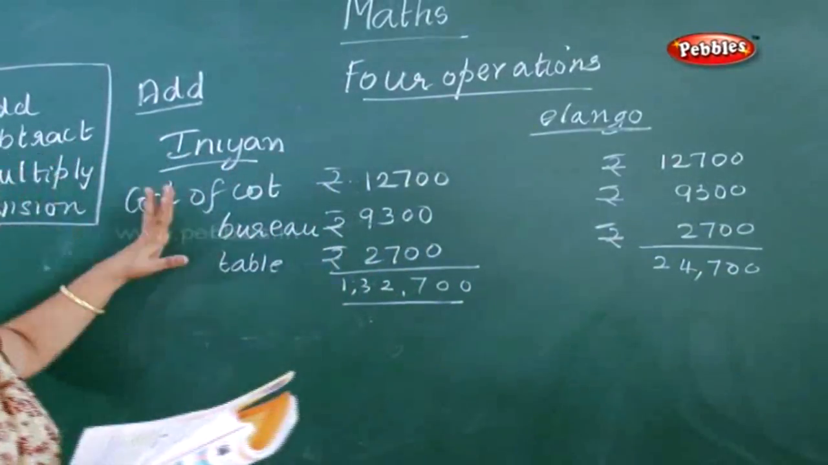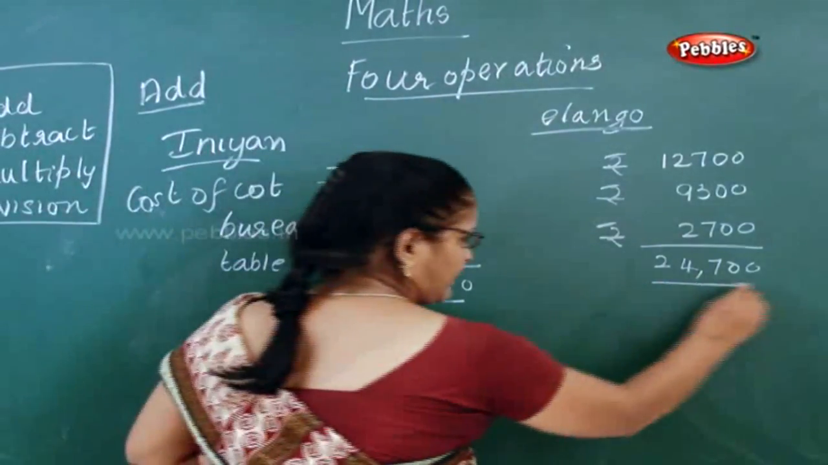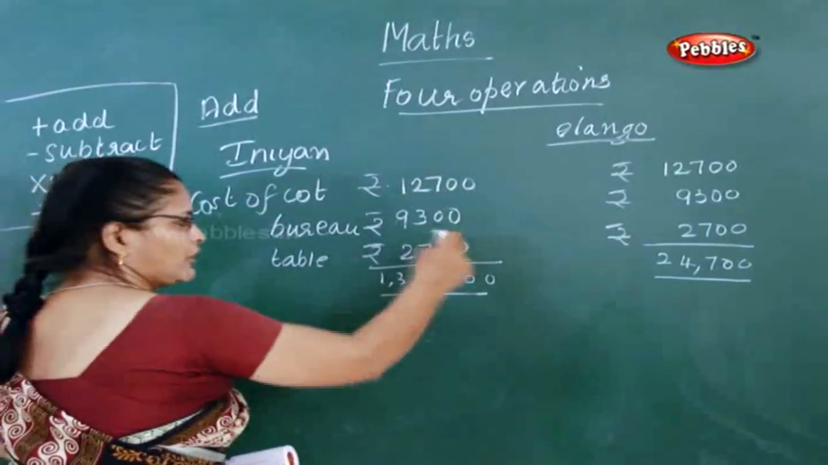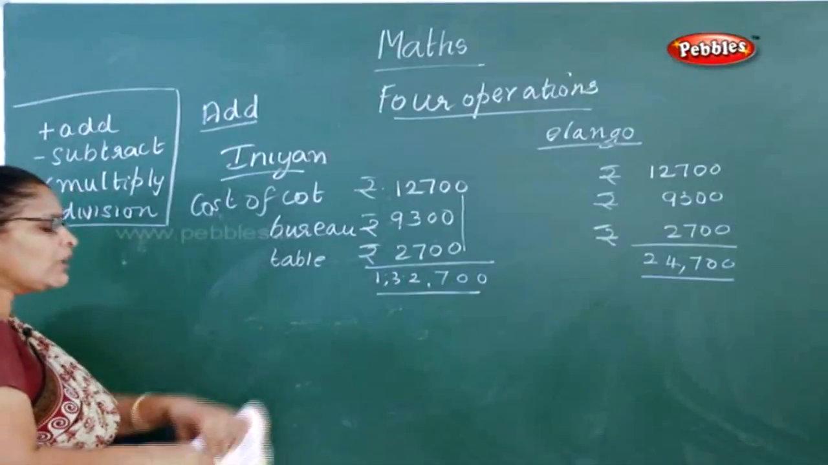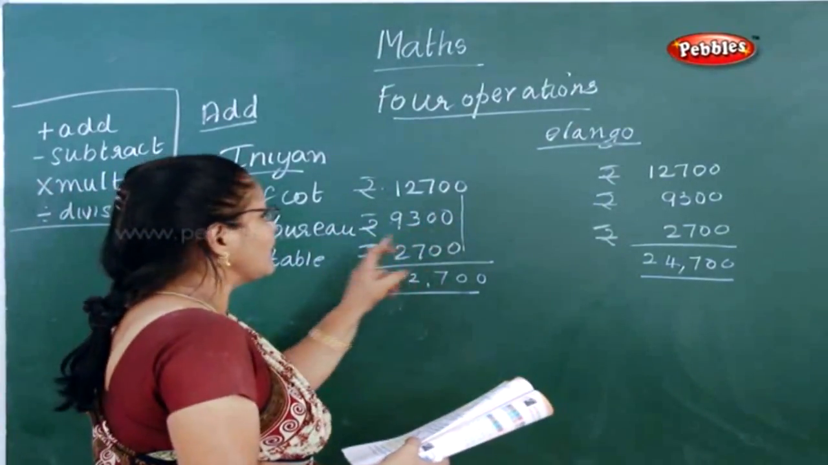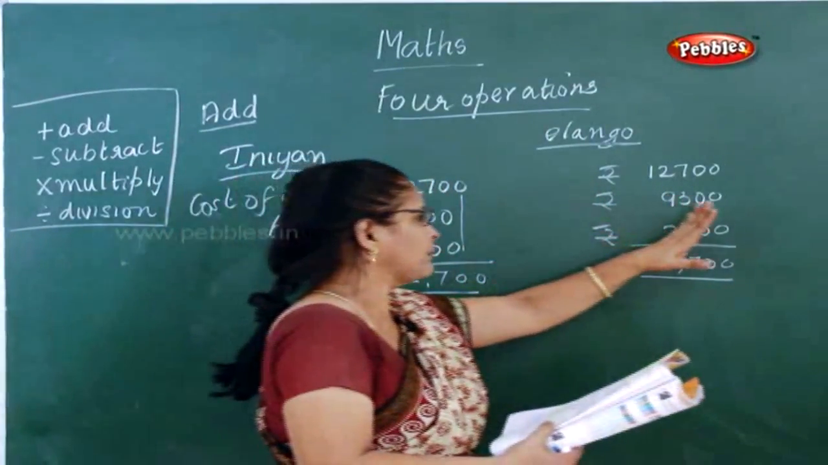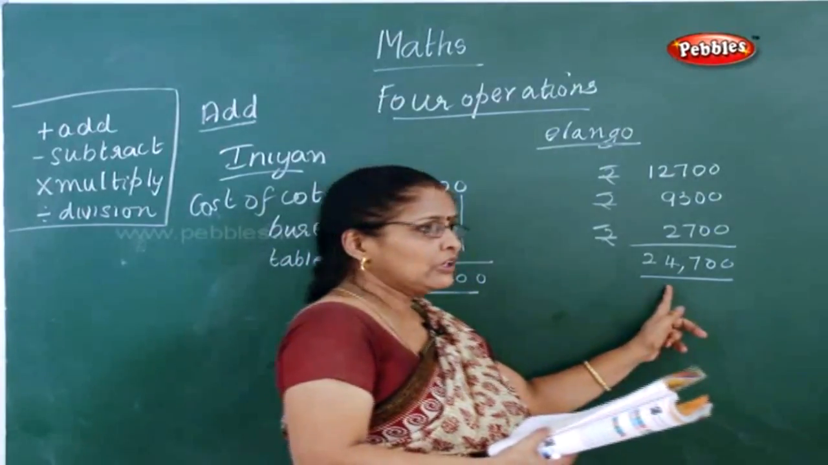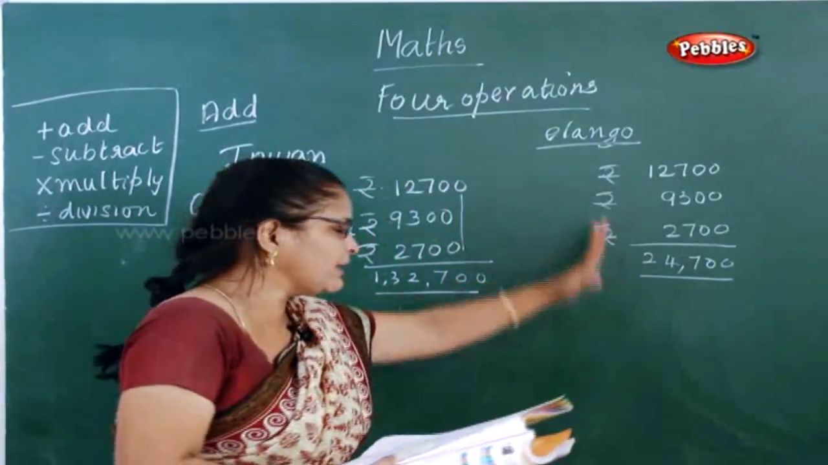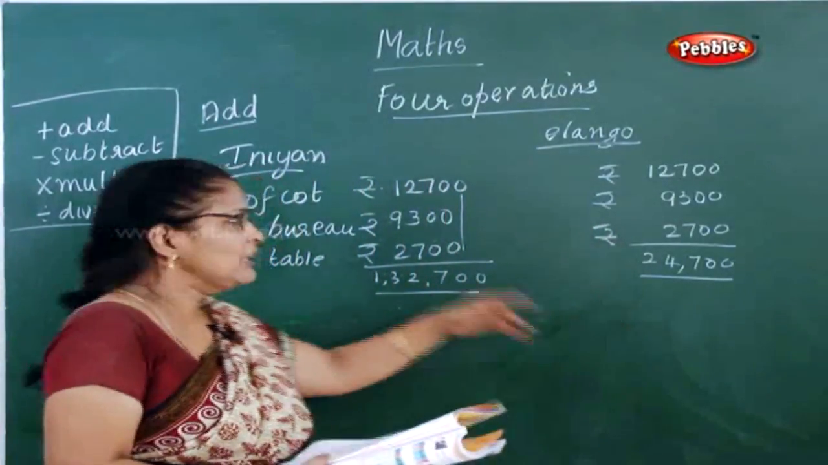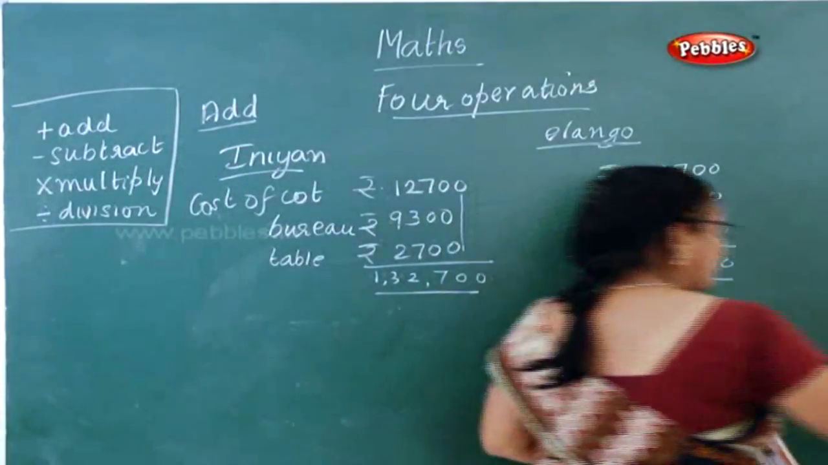This was done by both Inian and Elango. But what Elango has given as the answer is correct, whereas Inian has not followed the place value. You can see he has not followed the place value correctly while writing the numbers. Elango has followed the practice of writing the numbers in place value and he has got the answer correct. So this is the way you have to do your addition. You have to write the numbers properly in their place value and start adding. So what Inian has done was wrong.